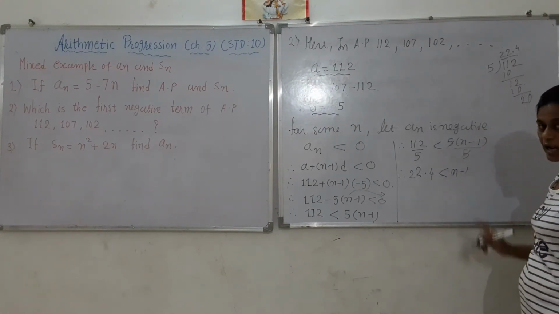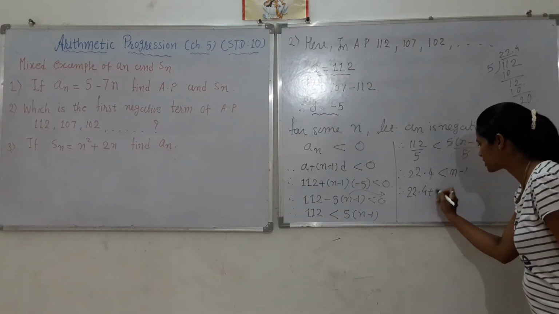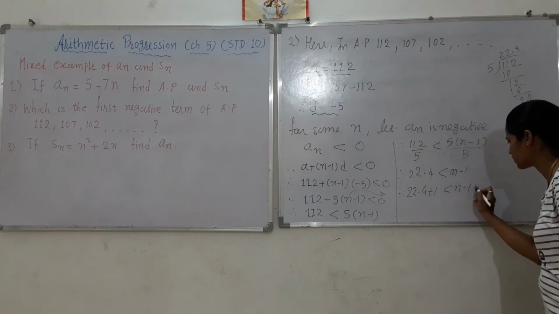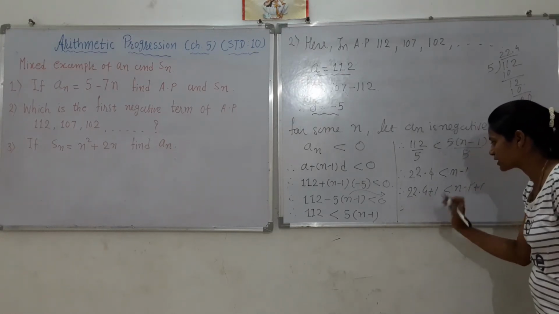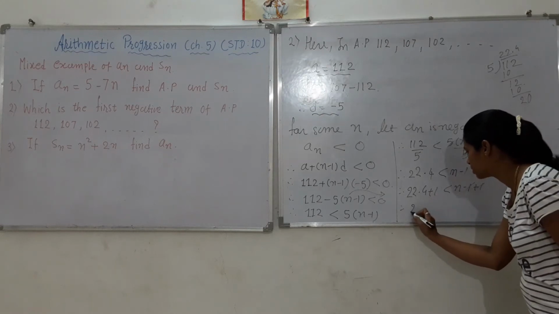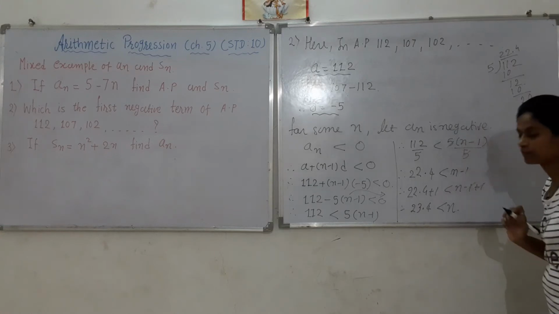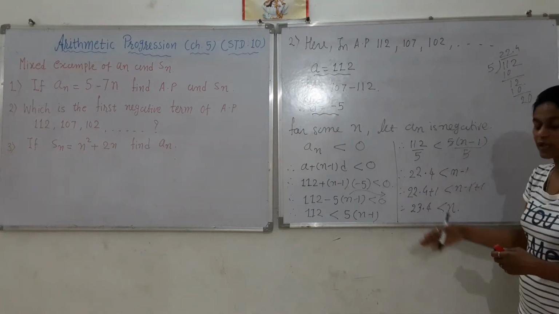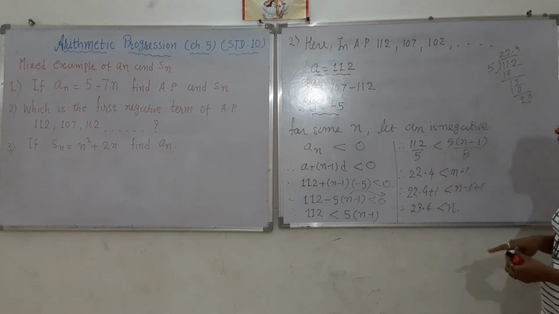Now add 1 on both sides. So you have 22.4 plus 1 less than n minus 1 plus 1. So this is cancelled. So 22.4 plus 1, that means you have 23.4 less than n. I again explain these calculations because some students are not understanding all these steps.